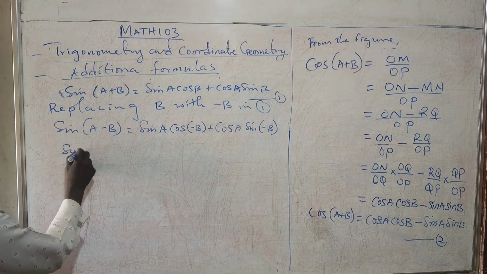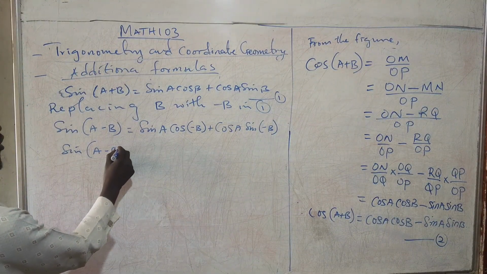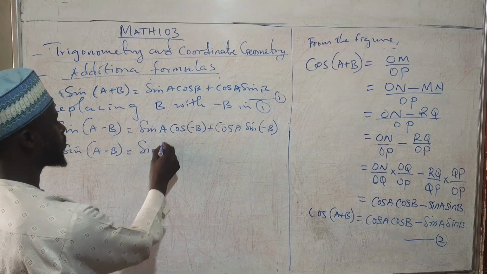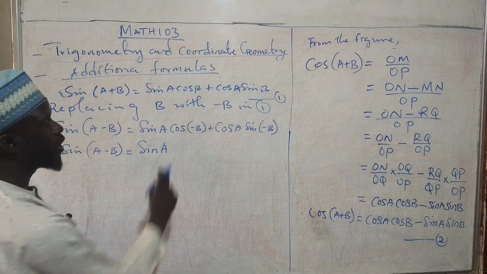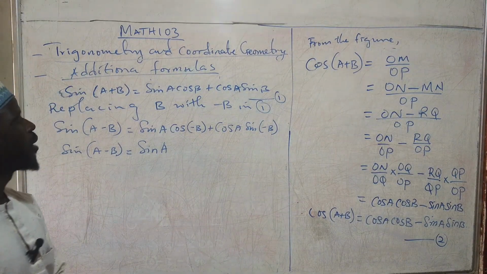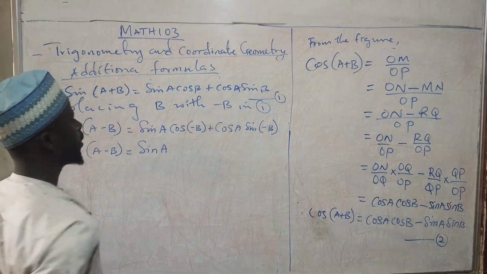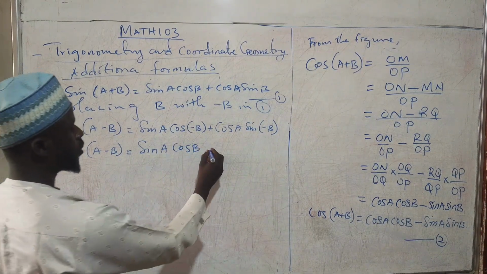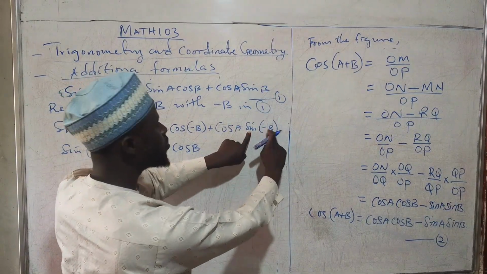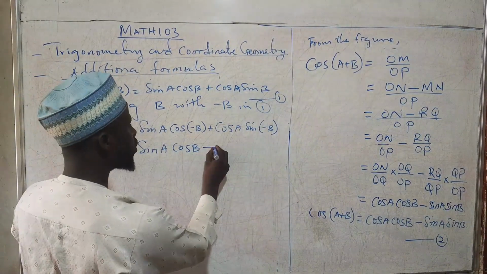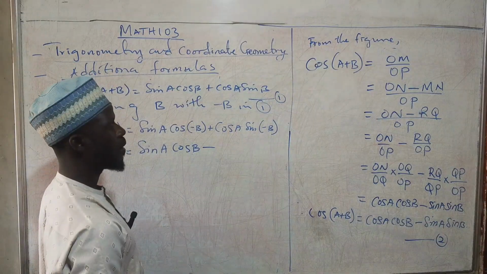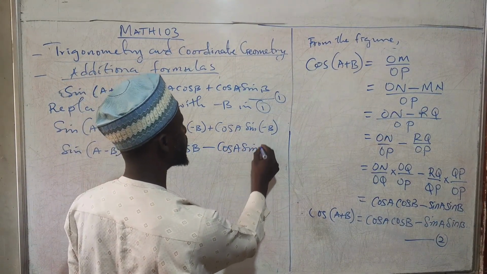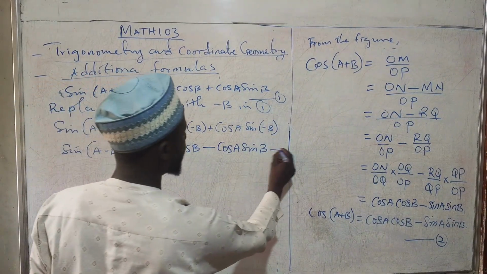So you have sine A minus B to be equal to sine A, because this is sine A. Cos minus B is equal to cos B, remember, as it's an even function. But sine minus B is minus sine B, so the minus will affect the whole product here. It will be minus cos A sine B. Call this equation 3.